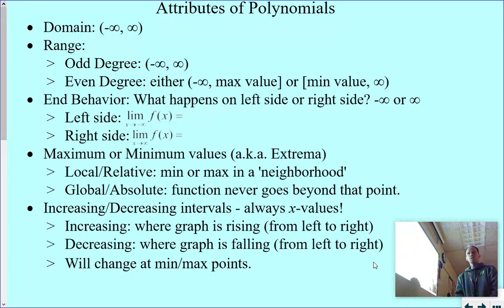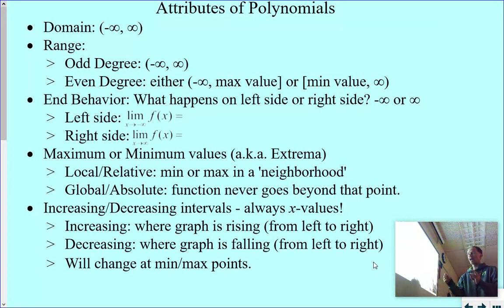All right, hello again, Algebra 2 people. So we are beginning a new unit on polynomial functions. And kind of the beginning part of that is just determining some different attributes of graphs of polynomials.